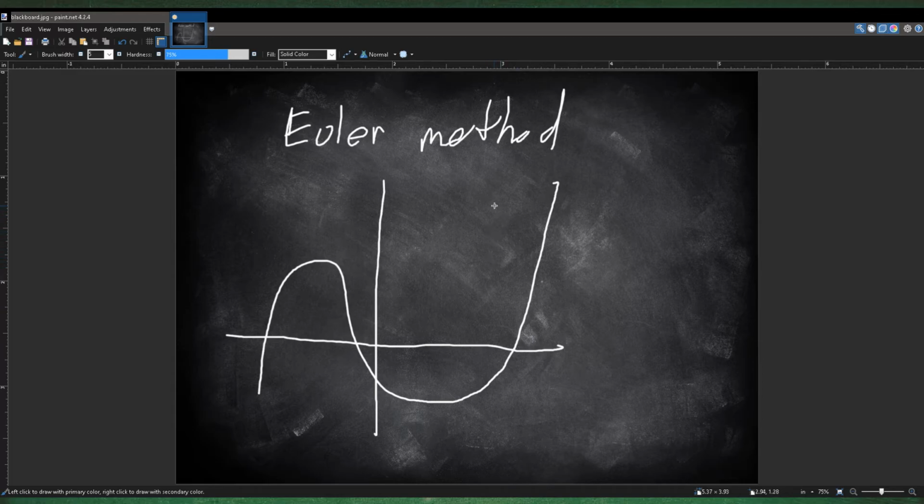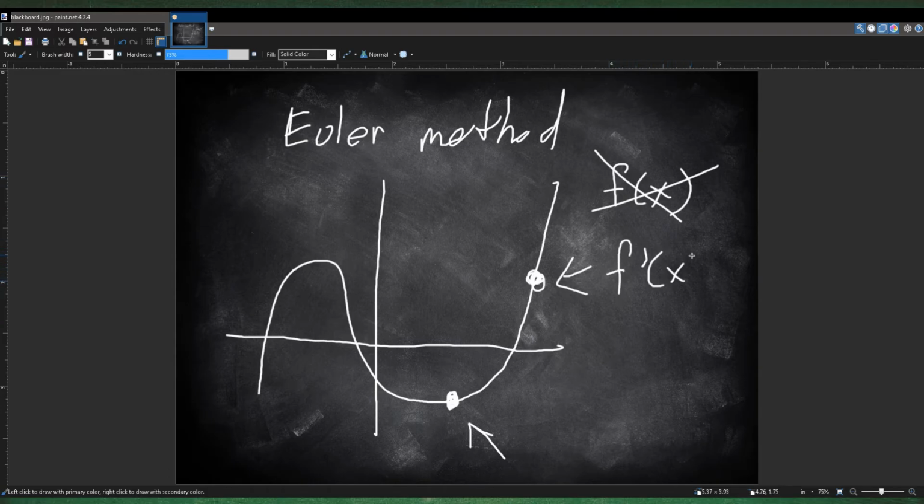So let's say we have a graph like this, some kind of really simple graph. And let's say we are given a point right here. Using this point, they want to know what this point right here is. So instead of giving you the graph, let's say our graph is f of x. Let's say they didn't give you this graph. Instead, they gave you the derivative of this graph, f prime of x. So they're giving you really small changes of how this works.